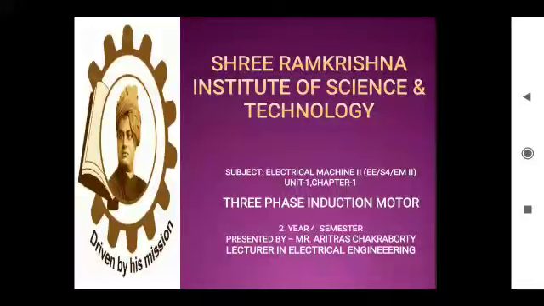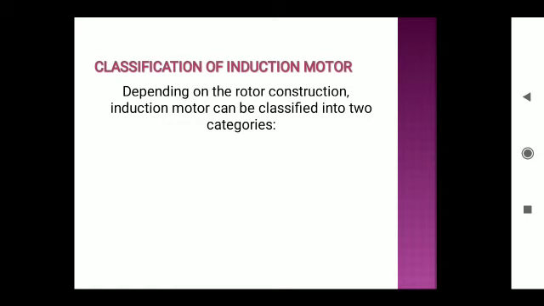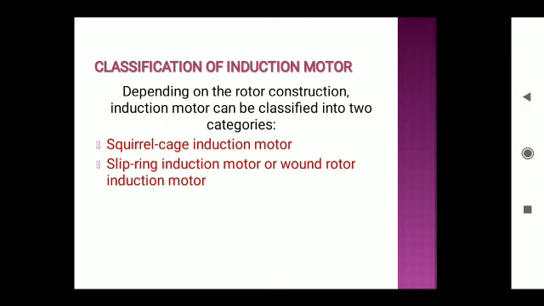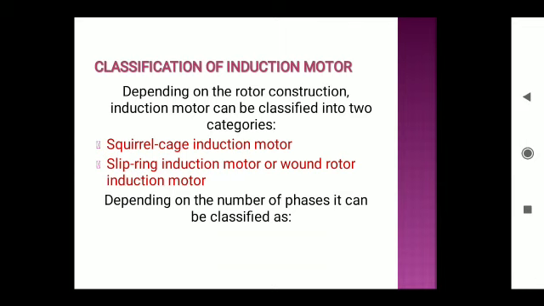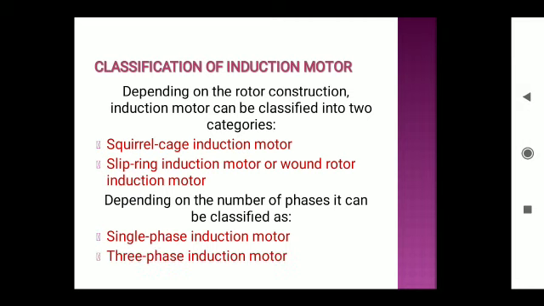Today we are going to discuss the three-phase induction motor. At first, the classification of induction motor. According to the rotor construction, induction motor can be classified into two categories. Number one, squirrel cage induction motor, or the induction motor consists of cage rotor, and number two, the slip ring induction motor or wound rotor induction motor. And depending on the number of phases, it can be classified as single phase induction motor and three phase induction motor.